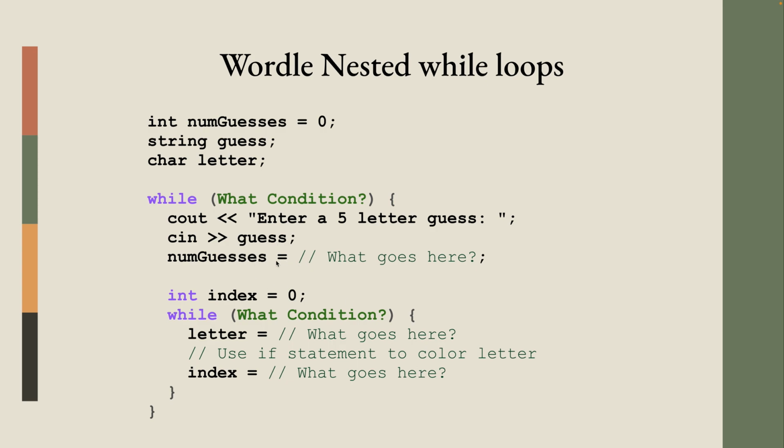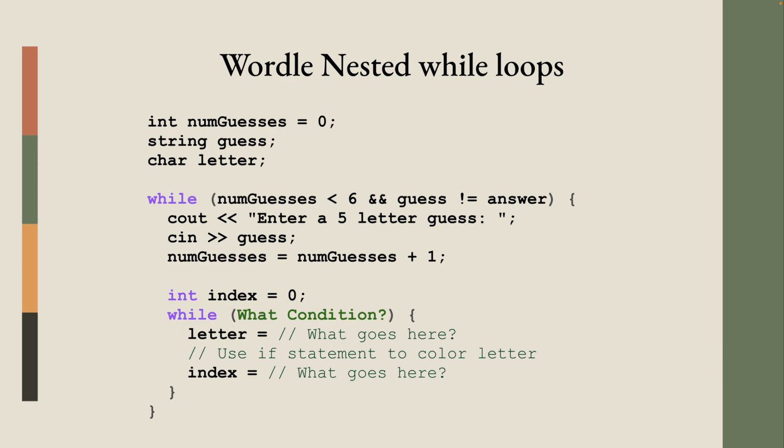And then what do we want to do to num guesses on this line here? Yeah, so every time the user puts in a guess, we want to increase guesses by 1. The one other thing I'll add to the condition here is we also want to make sure that guess doesn't equal the answer. Because as soon as the user guesses the answer, then we want to stop playing the game. Everyone good with this outer loop?